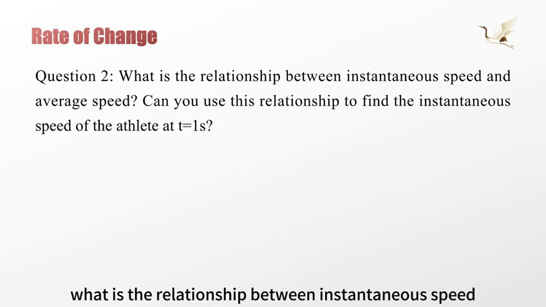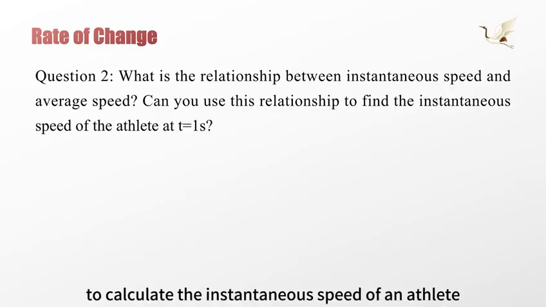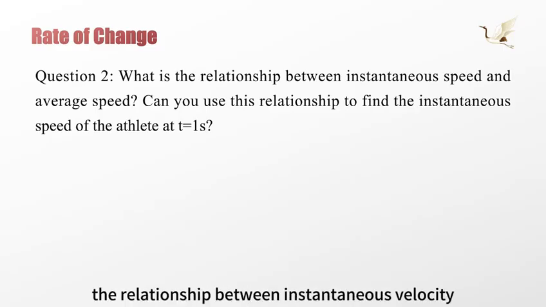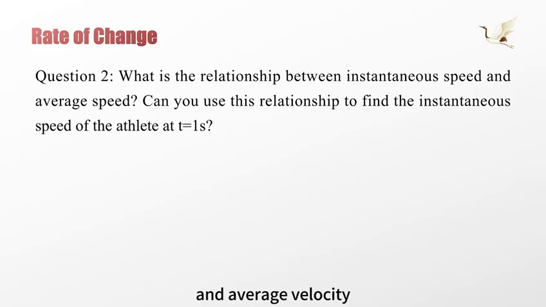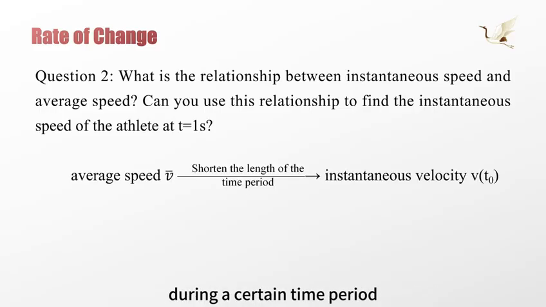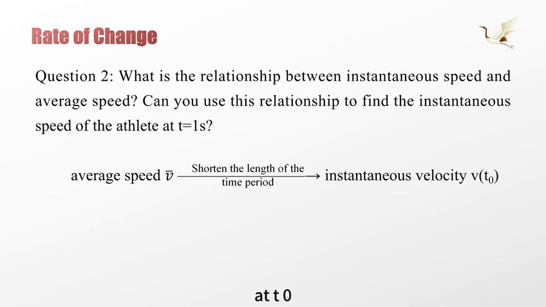What is the relationship between instantaneous speed and average speed? Can you use this relationship to calculate the instantaneous speed of the athlete when t equals 1 second? Let's first examine the relationship between instantaneous velocity and average velocity. Assuming that the average speed of the athlete during a certain time period near t0 is v bar, it can be imagined that if the length of this time period is continuously shortened, the average speed will gradually approach the instantaneous speed of the athlete at t0.